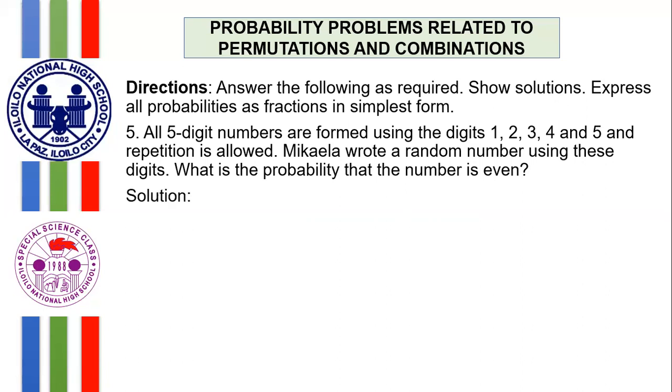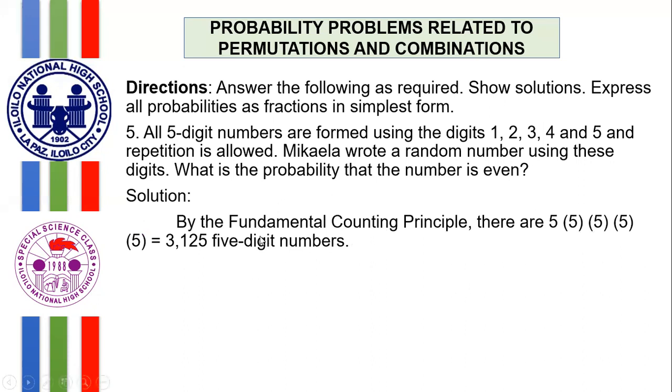So you could now apply here the slot method and the fundamental counting principle. That is, by the fundamental counting principle, we have here the 10,000s place, thousands, hundreds, tens, ones. Since repetition is allowed, you could use any of these 5 digits in any position. And hence, you will have 5 times 5 times 5 times 5 times 5, or that's 5 to the 5th, or 3,125 5-digit numbers with repetition using 1, 2, 3, 4, and 5.